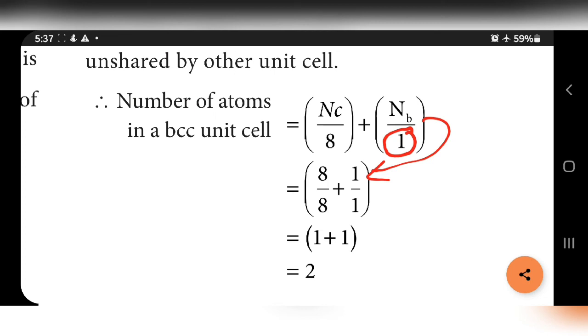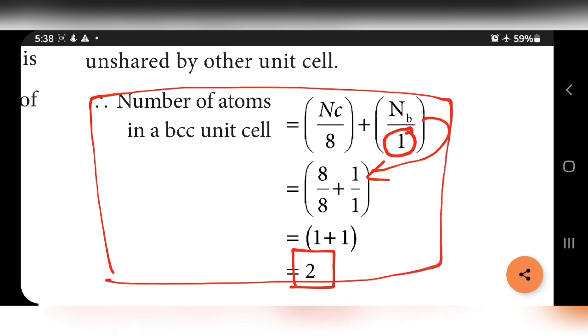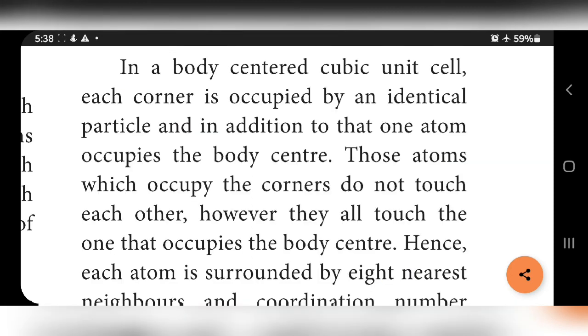So if you collect all the atoms present in the body center cubic, you will get 2. If you collect all the atoms, that is both the corner atoms and the center of the body atom, if you collect both types of atoms, you will get 2 full atoms. That is the meaning of this calculation.